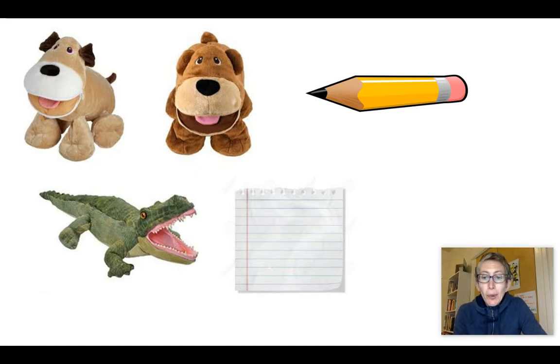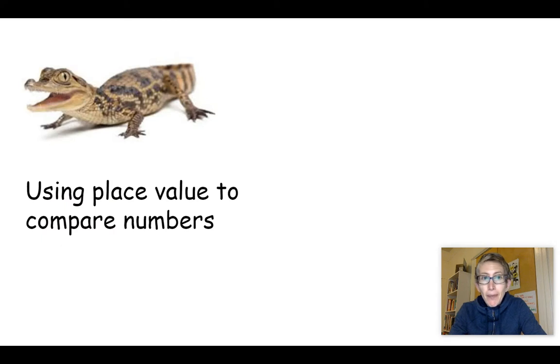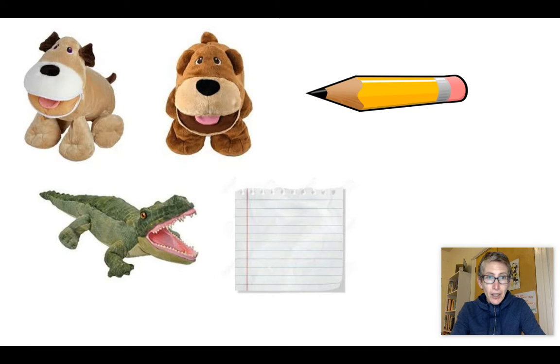So today we're going to be talking about using place value to compare numbers. Remember, place value is when we think about how many are in the tens place and how many are in the ones place. And that can help us figure out which number is bigger and which number is smaller. So when you're ready, make sure you have a pencil and a piece of paper. And if you want to bring a stuffy today, you can, but you don't have to.